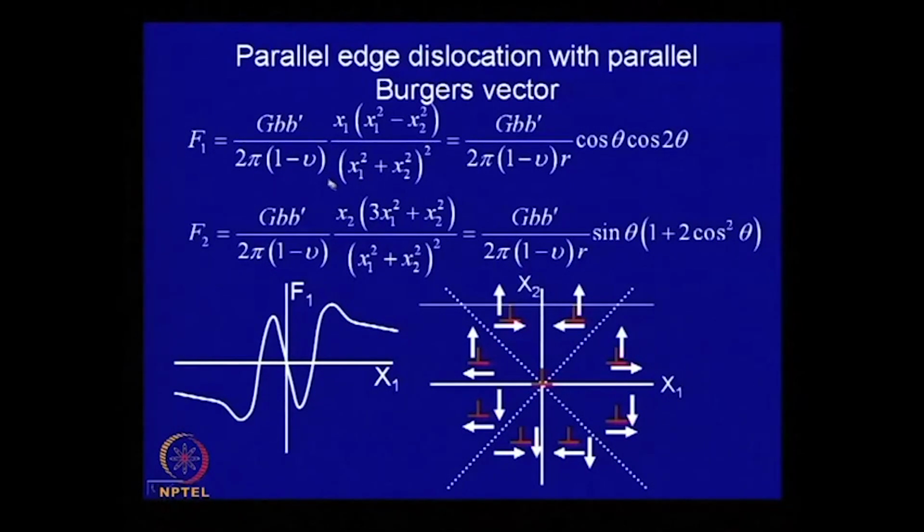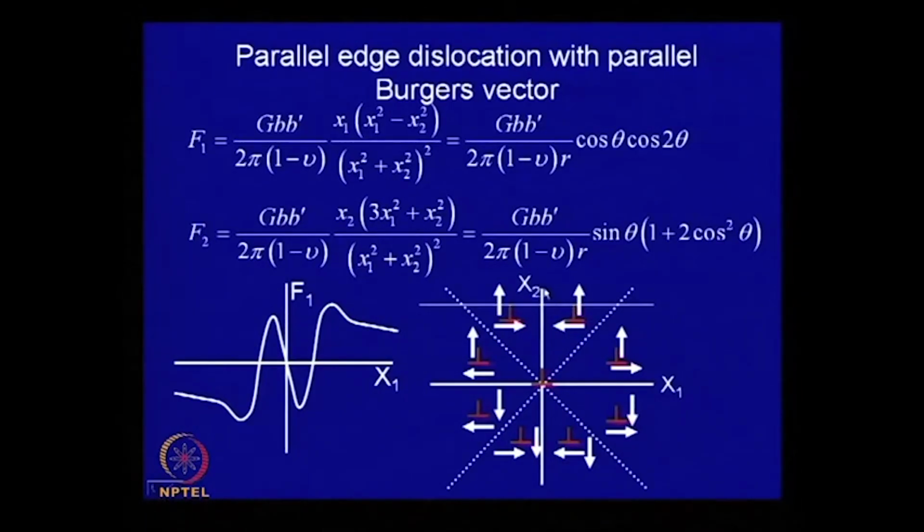Now, here also if you do the polar coordinate conversion, which is easy to understand, you can do the same thing and show that this expression looks much simpler. This is inversely proportional to the distance between the two dislocations. So, if the dislocations are far apart, the interaction will be less.